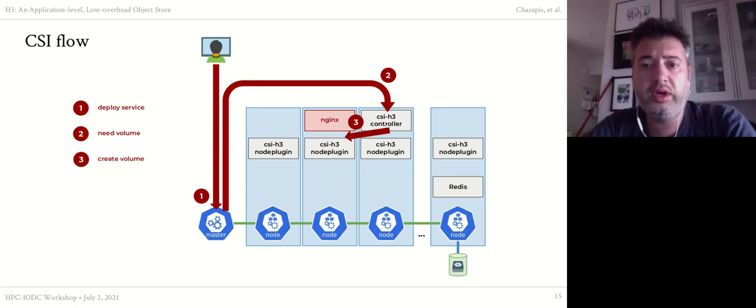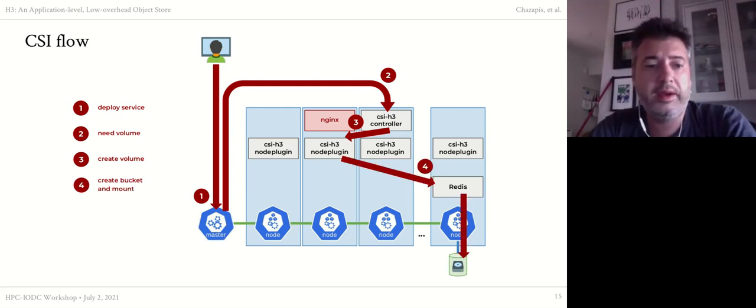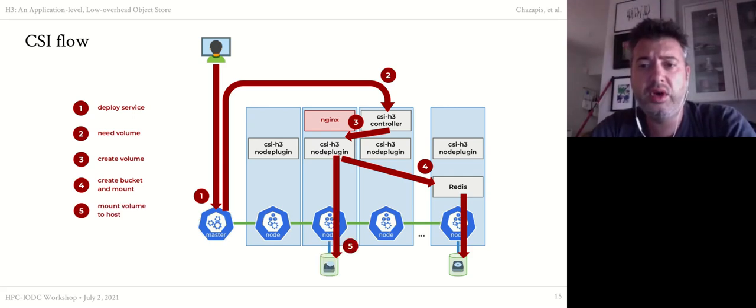The controller contacts the node plugin at the same host and asks it to handle the mount. And then this will create an H3 bucket using the backend and use Fuse to mount it. And note that because we use the Redis protocol, the key value backend may run in a different node.